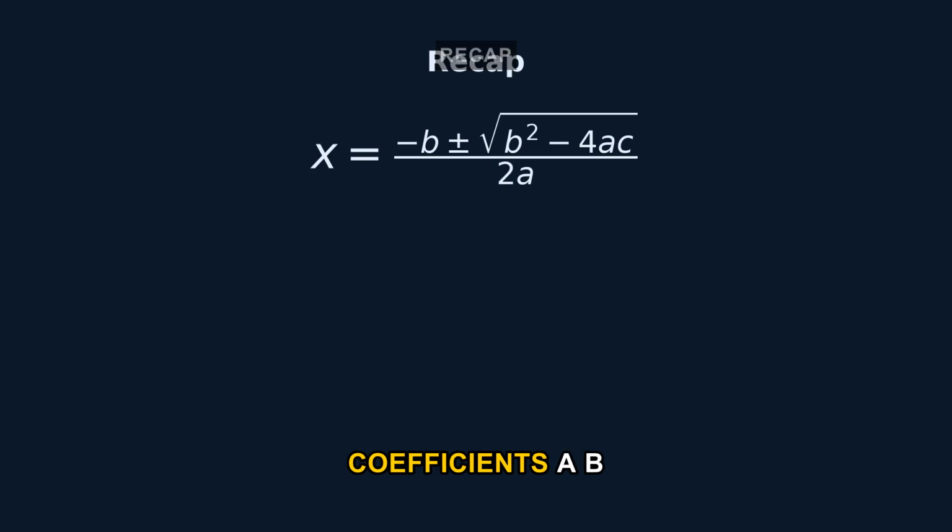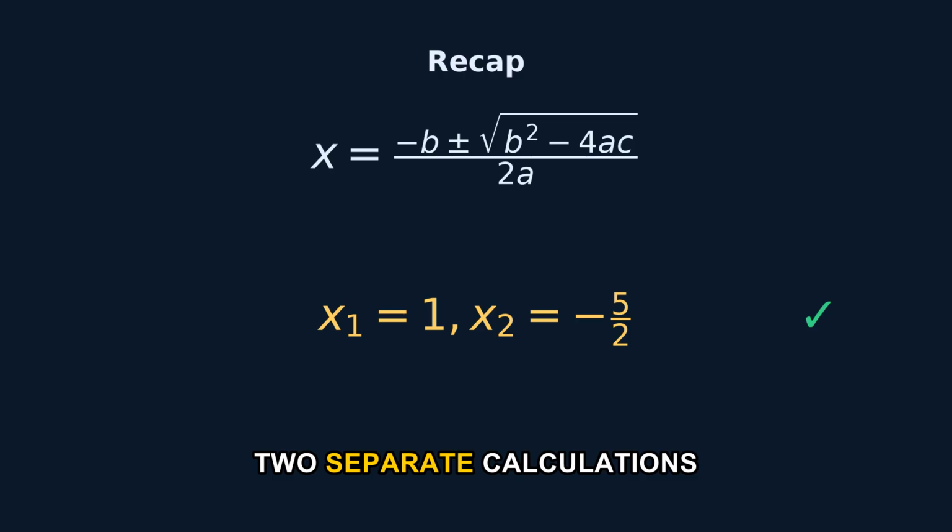We identified the coefficients a, b, and c. We calculated the discriminant to preview our results. We plugged into the quadratic formula and split the plus or minus into two separate calculations. And we verified our answers by substituting back into the original equation. That's the full process, and it works on any quadratic you'll ever meet. Practice it a couple more times, and it becomes second nature.